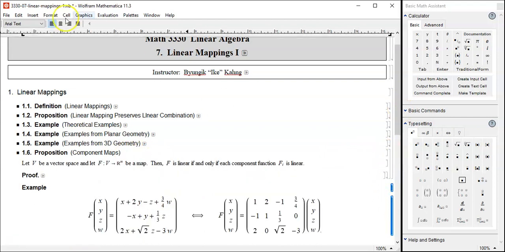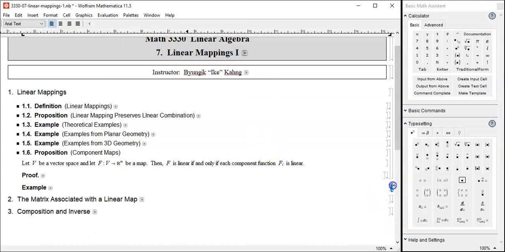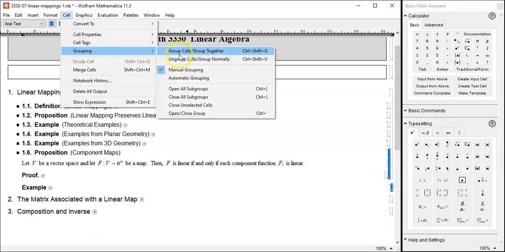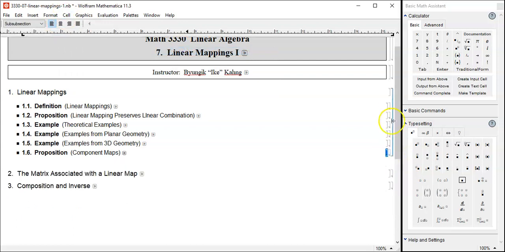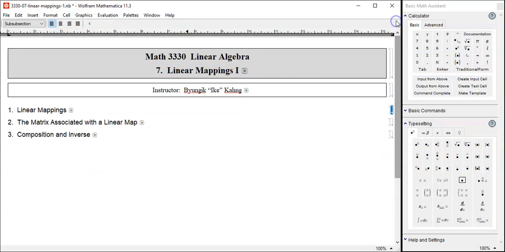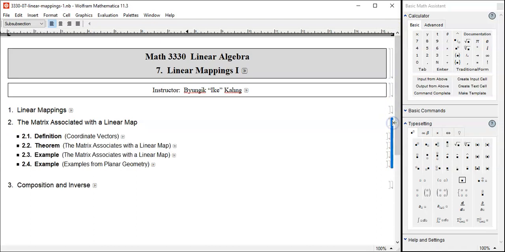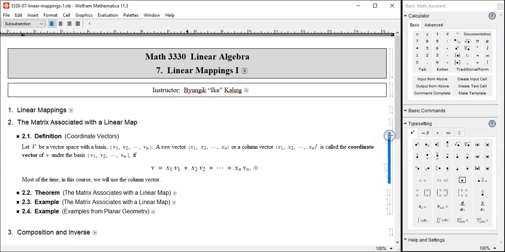Let me just embed this one into the previous example or previous proposition. Just give me a moment. Okay, there you go. All right. Let's go to the next section: the matrix associated to a linear map. Let's begin with some preparation.